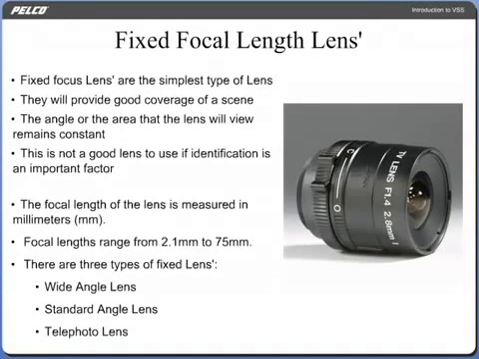The angle or the area that the lens will view remains constant. This is not a good lens to use if identification is an important factor. The focal length of the lens is measured in millimeters. Focal lengths range from 2.1 millimeters to 75 millimeters. There are three types of fixed lenses: wide-angle lens, standard-angle lens, and telephoto lens.